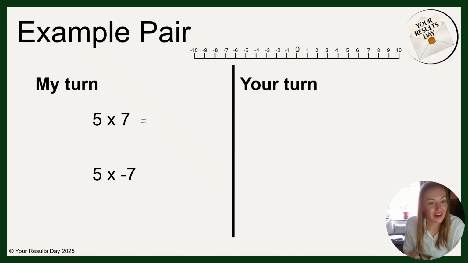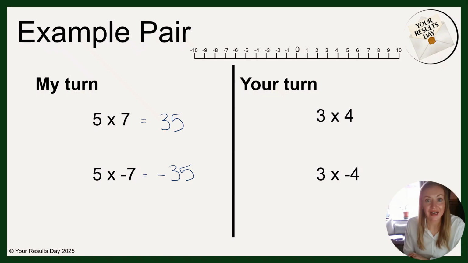So we know that 5 times 7 is 35. If we introduce a negative into this situation, so 5 times negative 7, that just means we need to introduce a negative into our answer. So if 5 times 7 is 35, 5 times negative 7 is negative 35. That one negative symbol changes our answer from a positive to a negative. Here are 2 questions for you to have a go at.